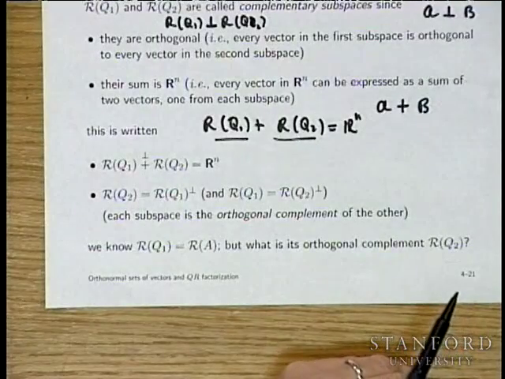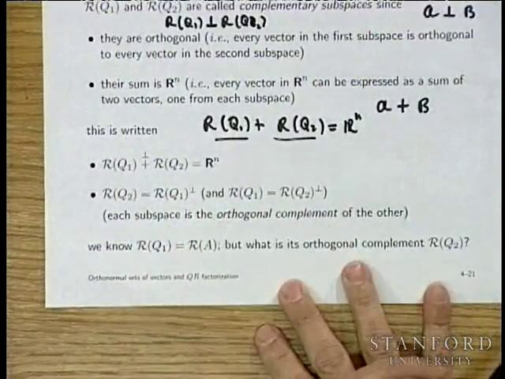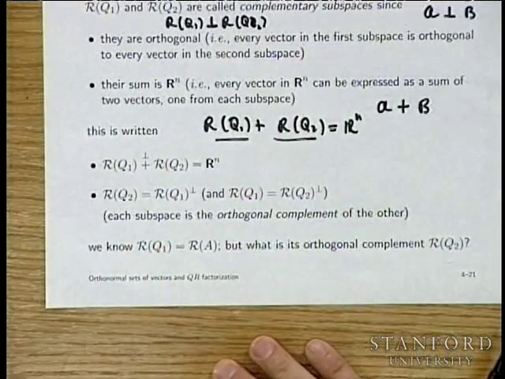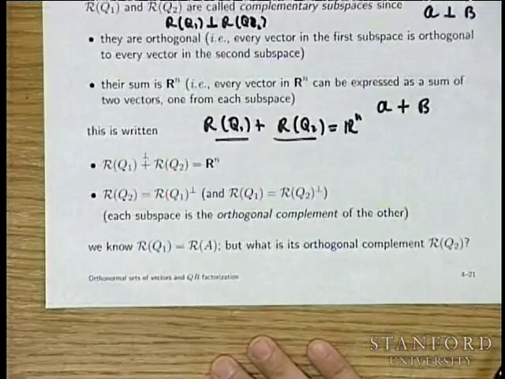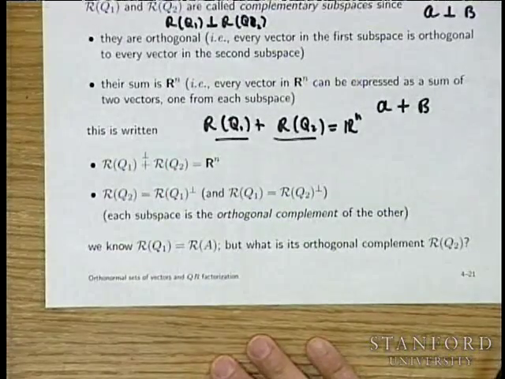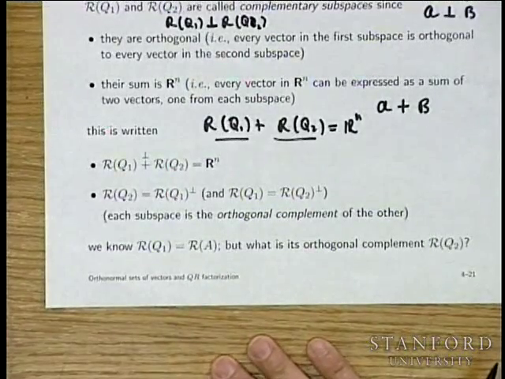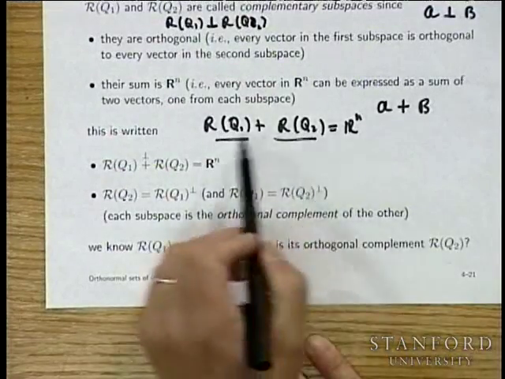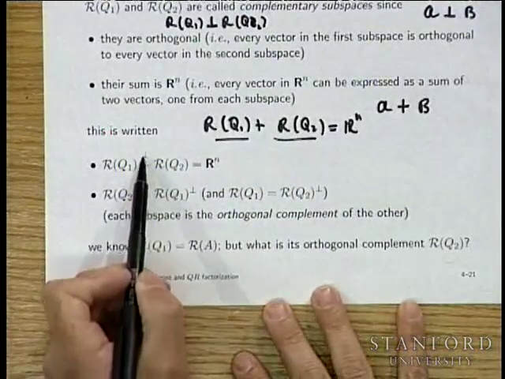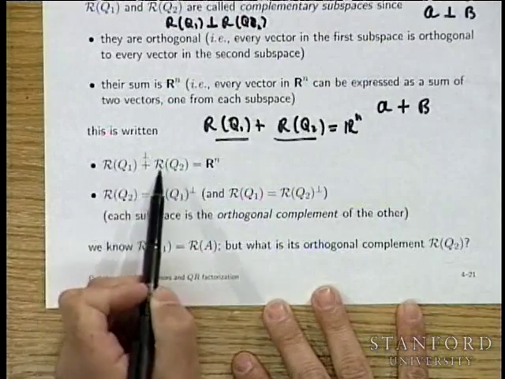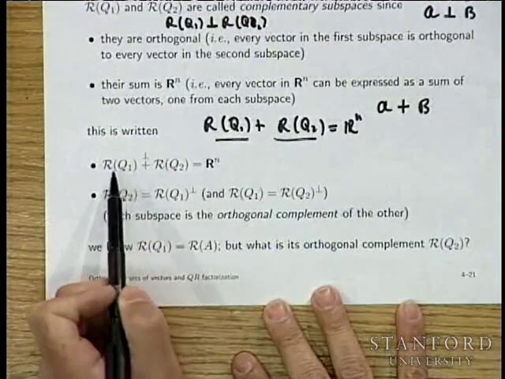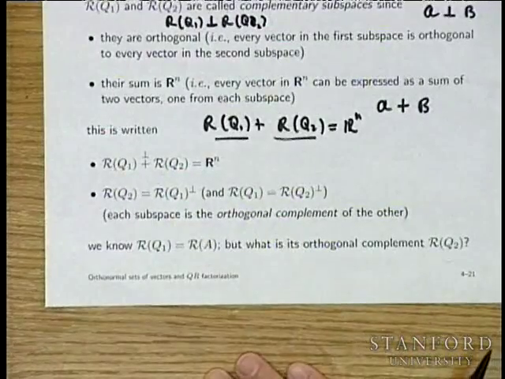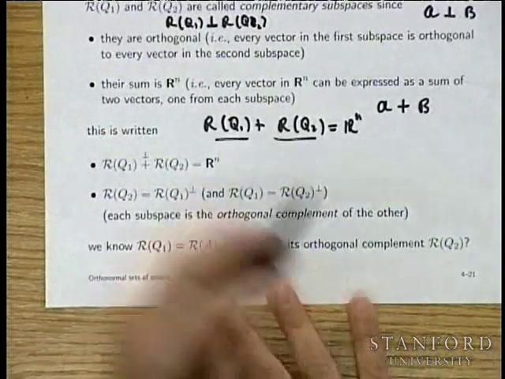So, okay, this is what people would write. And by the way, the way you'd say this in English would be something like this: the range of Q1 plus the range of Q2 is all of Rn. Or you'd say something like, together they span Rn. That would be the English phrase, how you'd say that informally. Now, this is a symbol that says the range of Q1 plus the range of Q2 is Rn. That's what the plus means. And the little perp saves you writing this.